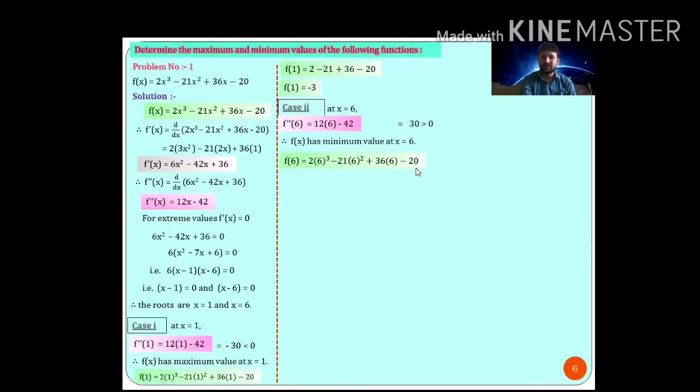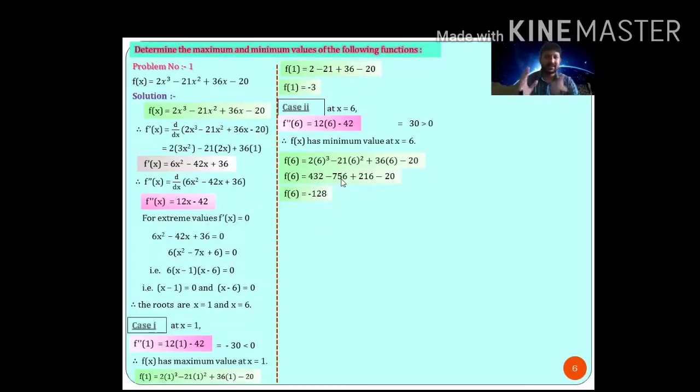Calculate the value of each term. 6 cubed, 6 into 6 into 6, is 216, into 2 is 432. Next, 21 into 36 is 756, plus 36 into 6 is 216. The values are 432 − 756 + 216 − 20, and the total is −128. Check. So the value of the function f(x) at x = 6 is −128.